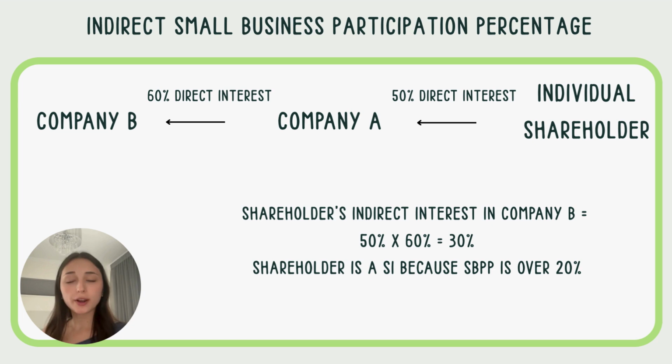Now I'm going to do a worked through example. In this situation, Company B is the company wanting to access the CGT concessions. Company A is our interposed entity, and then we also have an individual shareholder. To find out that shareholder's indirect interest in Company B, we multiply the 50% by the 60%, which gives us 30%. Because 30% is more than 20%, this individual shareholder is a significant individual, and therefore Company B will satisfy the significant individual test and can access the CGT concessions provided that it meets the other requirements.